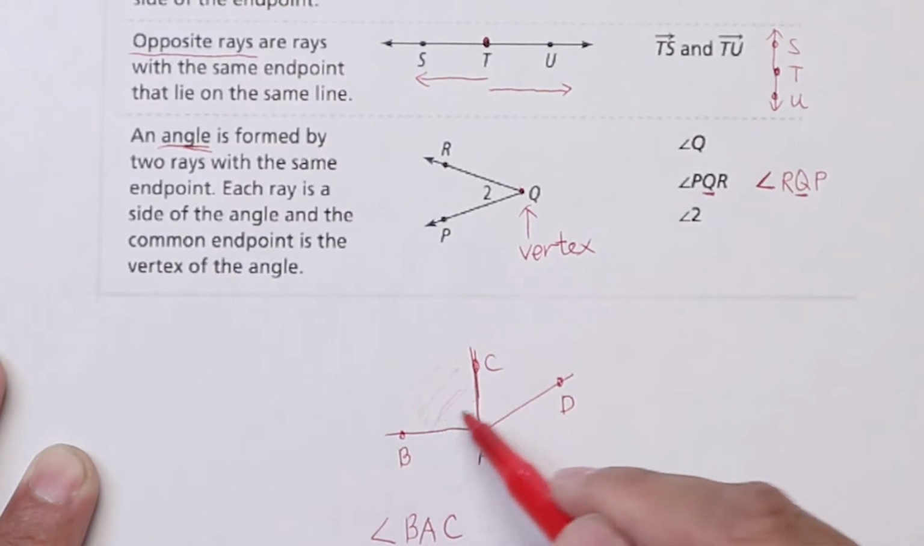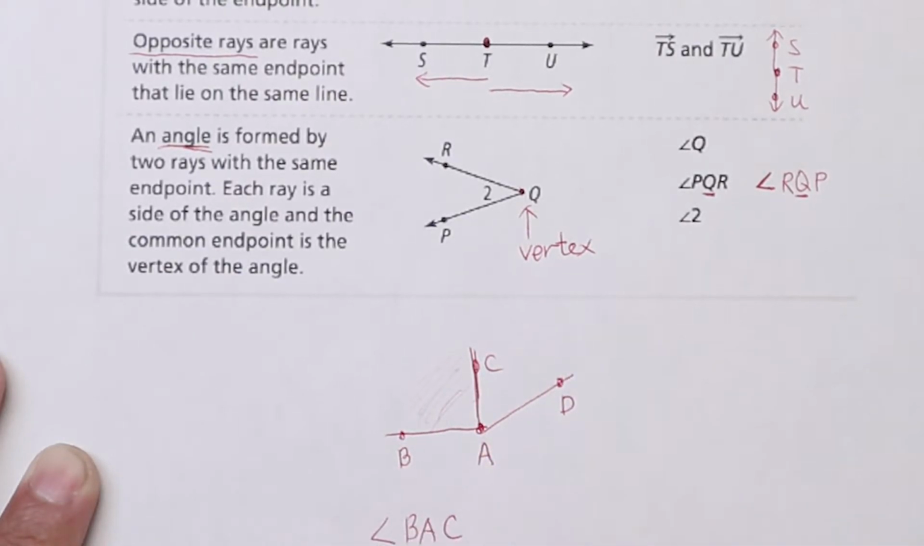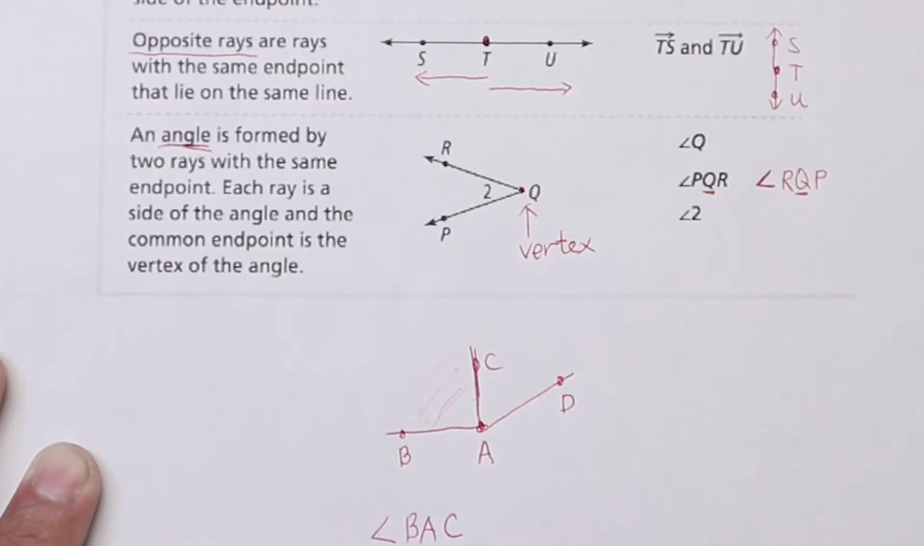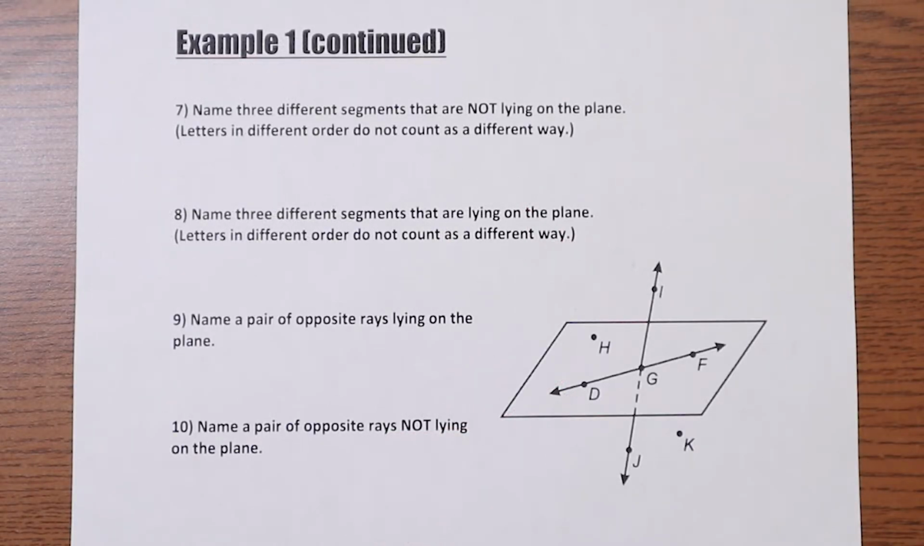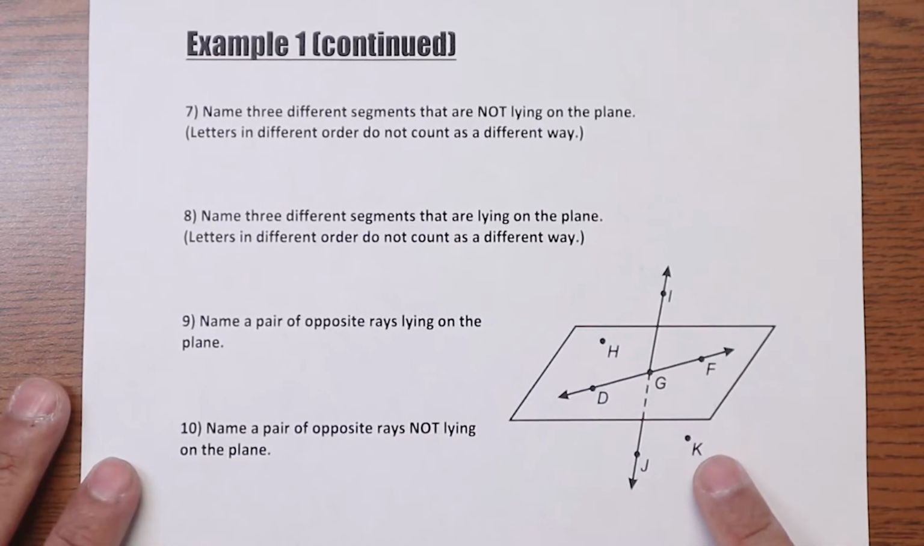This angle that I kind of shaded here. You cannot name angle A, because otherwise it's too vague. I don't know which angle you're talking about. So just be aware. Well, let's continue more problems with example 1 with the same diagram.